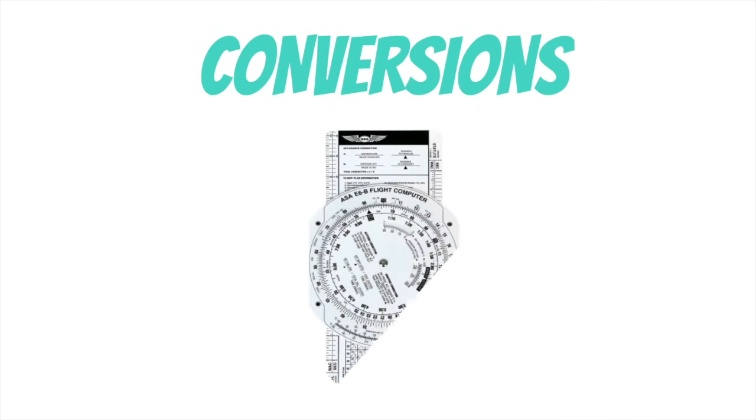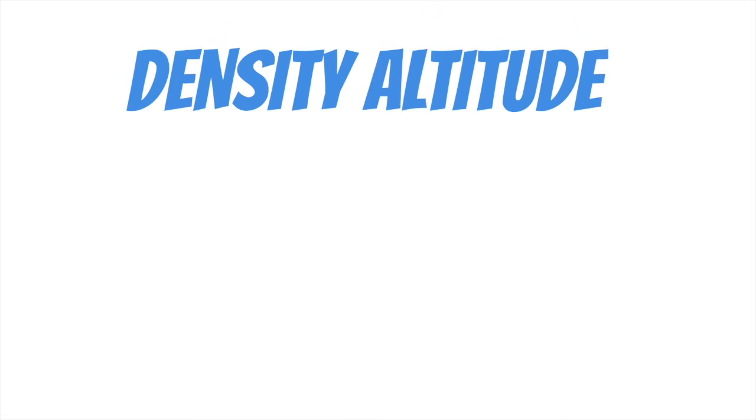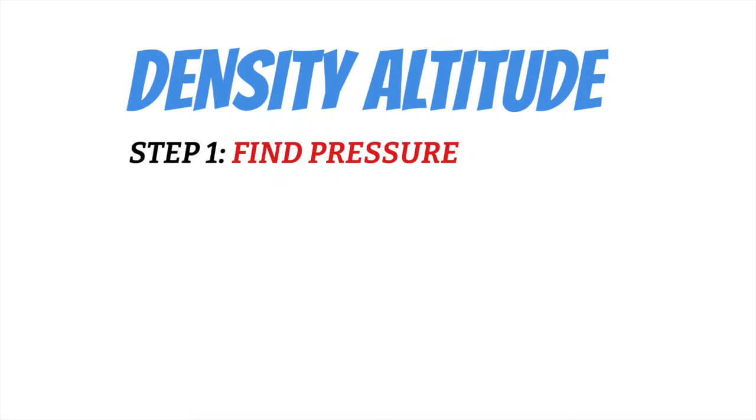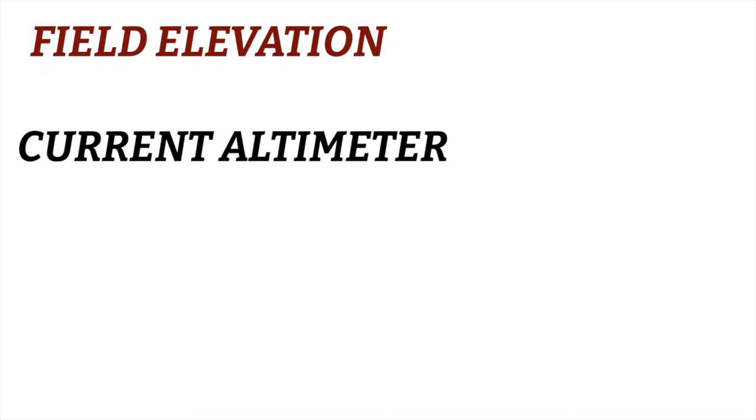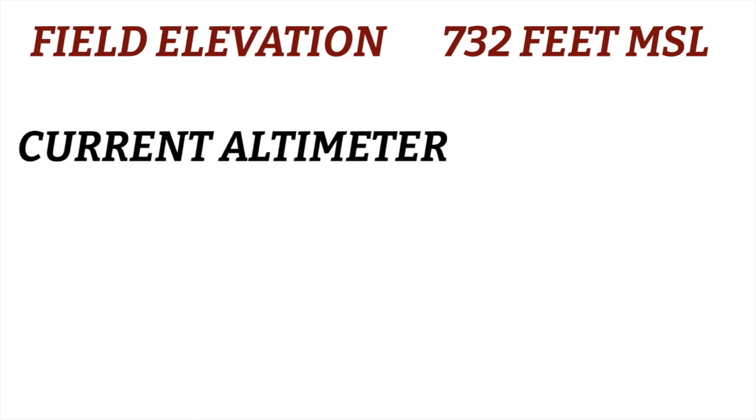To completely eliminate the need for a flight computer, there are a couple more things you should know how to do. First, you need to know how to find density altitude. And as I mentioned in the past, you need to find your pressure altitude first. And even the old whiz wheel doesn't do that for you. To find that, you need to know your field elevation and the current altimeter setting. Let's say your field elevation is 732 feet and the current altimeter is 28.92.